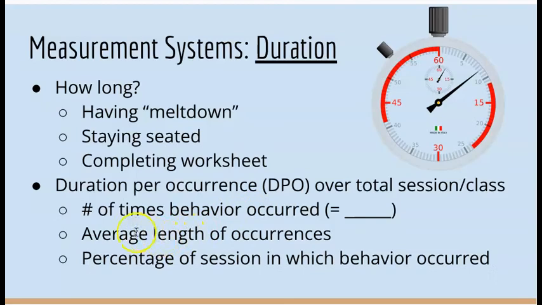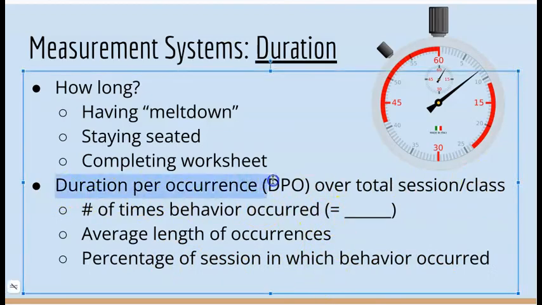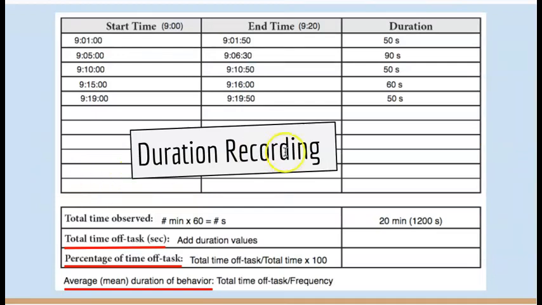You could also calculate the average length of occurrence from that, looking at all of your occurrences during that time period. And then you could also look at the total session in class and develop the percentage of the class period in which that behavior occurred. There's lots of information you can get from duration per occurrence measurement systems. Here's an example of duration recording in class.